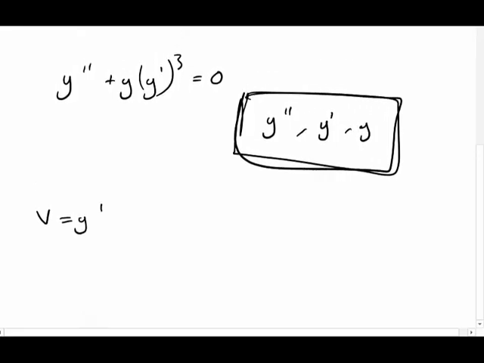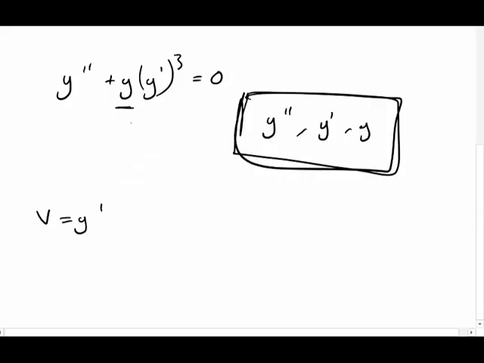You may be thinking that seems a bit odd, because I would probably introduce v for y. We've still got the zeroth derivative, the function y, so why not introduce v for y? Well, if we introduce v for y, what do we end up with? We end up with v double dash plus v times v dash cubed equals 0. It's exactly the same thing; we just replaced y with v, so it's not actually getting us anywhere.